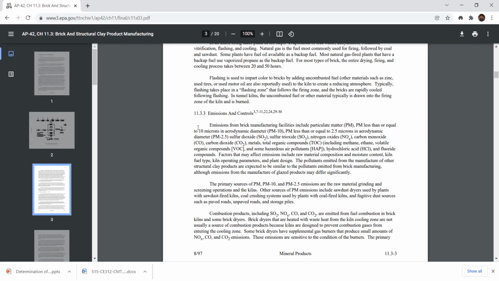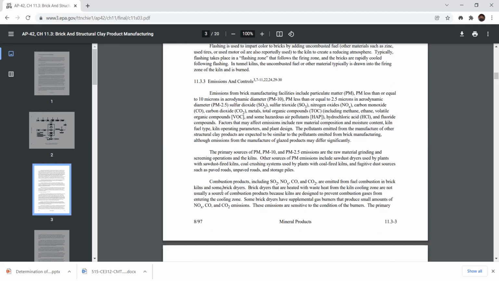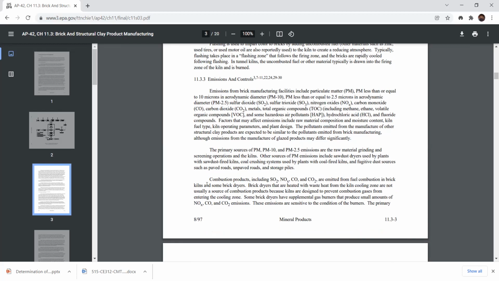The pollutants emitted from the manufacture of other structural clay products are expected to be similar to the pollutants emitted from brick manufacturing, although emissions from the manufacture of glazed products differ significantly. The primary sources of PM10 and PM2.5 emissions are the raw materials grinding and screening operations. Other sources of PM emissions include sawdust dryers used by plants with sawdust fired kilns, coal crushing systems used by plants with coal fired kilns, and fugitive dust sources such as unpaved roads and storage piles.